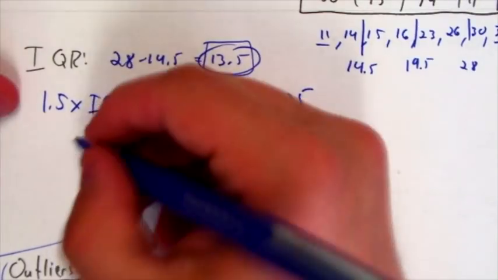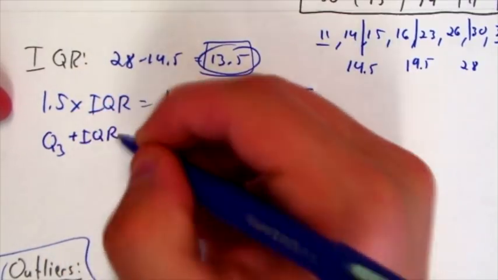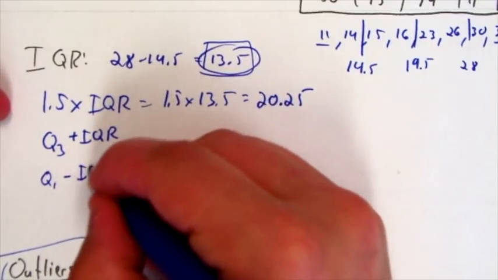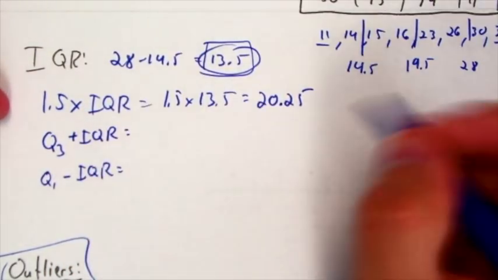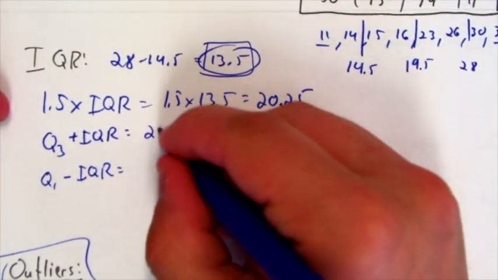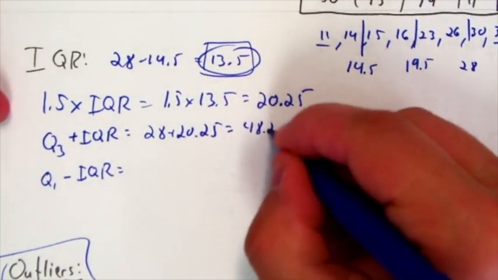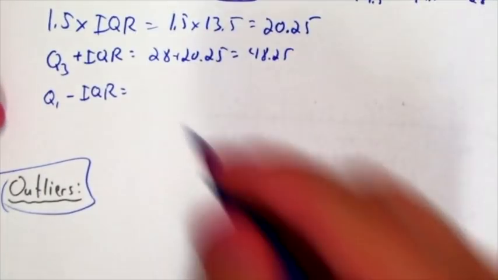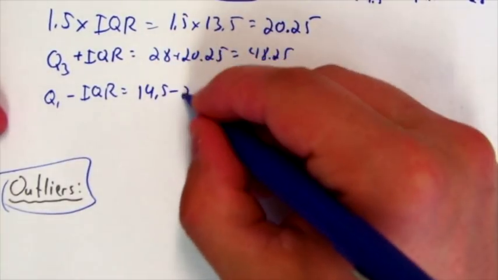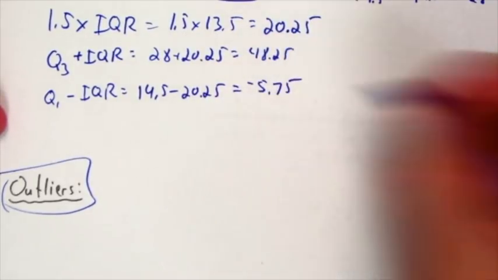We're then going to add it to the third quartile to extend that box to the right, and subtract it from the first quartile to extend the box in the other direction. So we have 28 plus 20.25, and that equals 48.25. Down here we have 14.5 minus 20.25, and that is equal to negative 5.75.